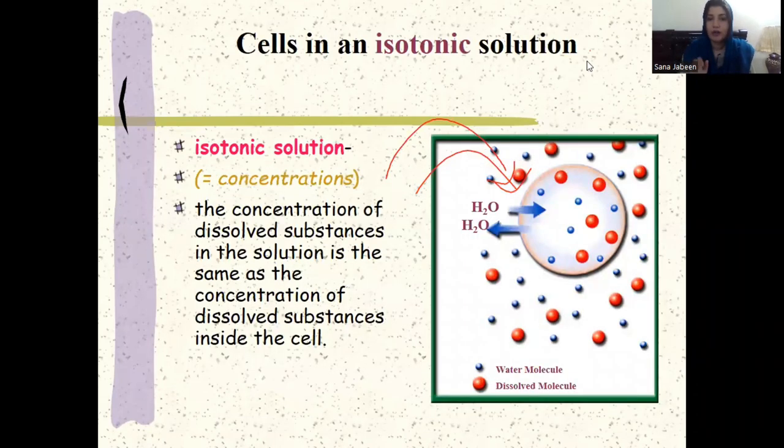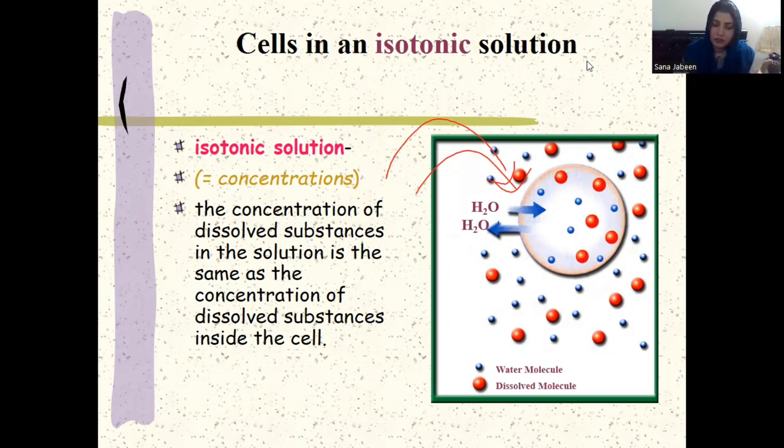Next, we should know about the types of solutions. There are three main types: isotonic solution, hypertonic solution, and hypotonic solution. So first, isotonic. Iso means same. Tonic means concentration. So an equal concentration is going to be there between the two environments. The concentration of dissolved substance in the solution is the same as the concentration of dissolved substance inside the cell.